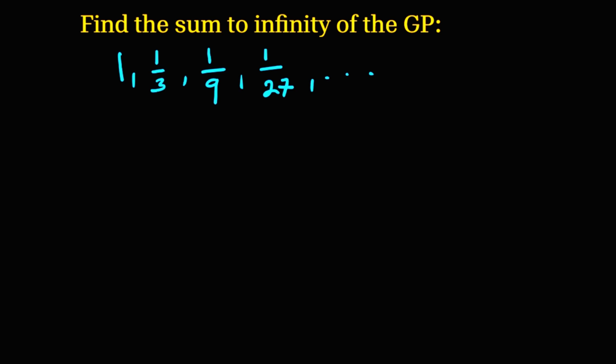Let us look at this nice question. Find the sum to infinity of the GP 1, 1/3, 1/9, 1/27, and so on and so forth. So for us to obtain this, we use the formula. The sum to infinity is given by a/(1 - r). So all we need to do is just identify these two terms, a and r.